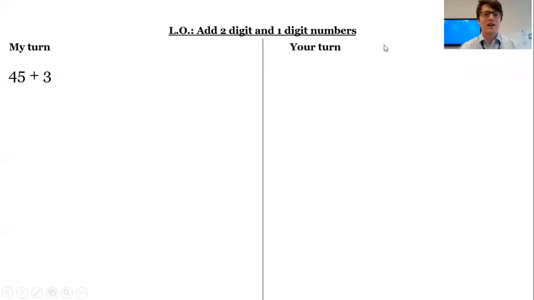Today we're going to be looking at adding 2-digit and 1-digit numbers. So we're going to start with this one here, 45 add 3. Now, this is where I really need to be using my number facts to help me. Right back in year 1, we started learning that 5 and 3, that's our number bonds within 10, is 8. So in that case, 45 add 3 is going to be 48.